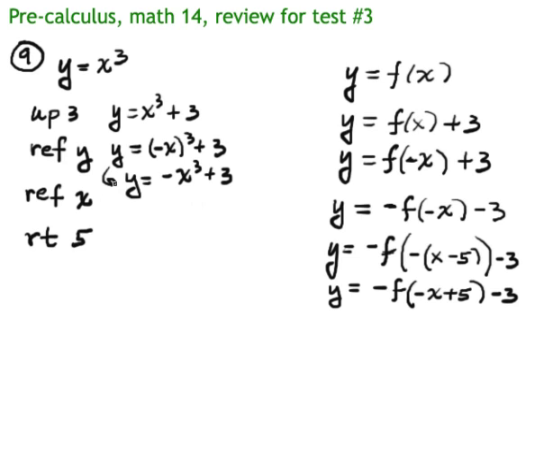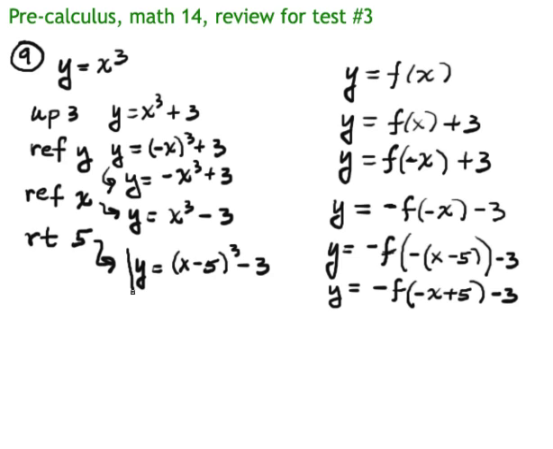Now we're reflecting x, that's replacing y with minus y, or negating everything on the right-hand side. So let's just negate everything on the right-hand side. So we have y is equal to x cubed minus 3. And now right 5, that's replace x with x minus 5. And that's our transformed function.